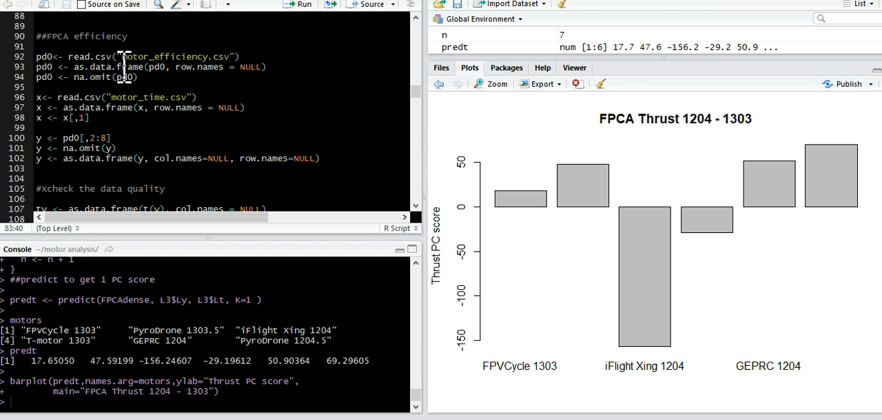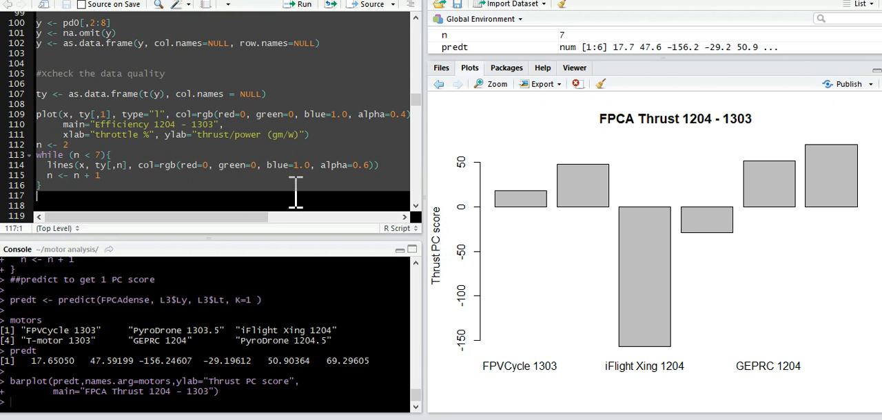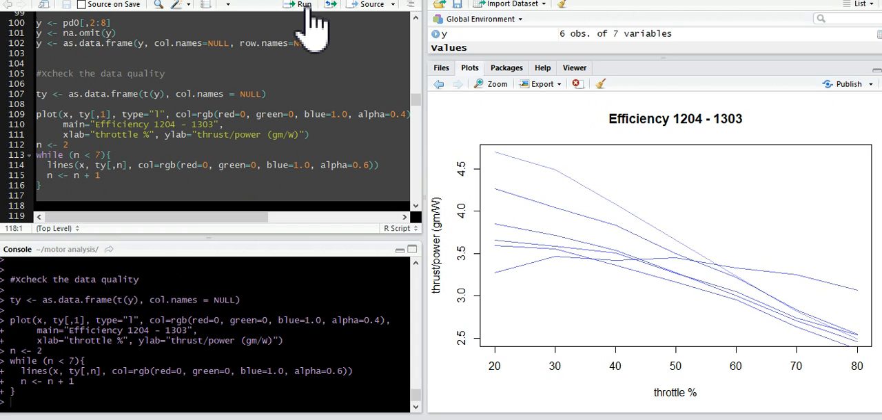So that may not look super impressive because that data wasn't that complicated, but if we move on to efficiency, I'm going to show you a little bit more of the power of this technique, because the efficiency data here, these curves are more complicated. You can see that this is still functional data where the efficiency in terms of grams per watt is changing as a function of power, but that relationship for some of the motors is kind of straightforward, but this Xing motor kind of does some different things.